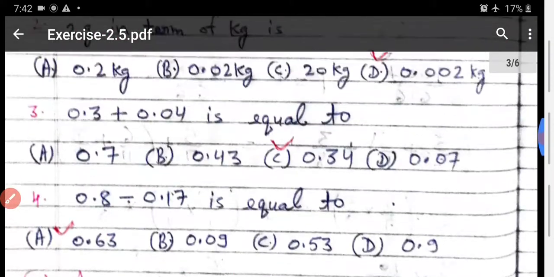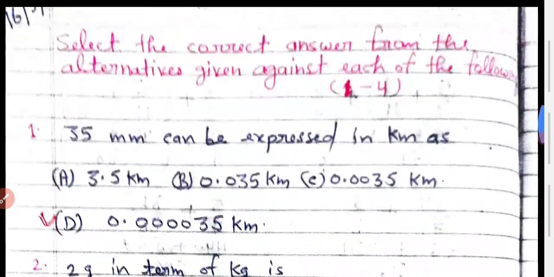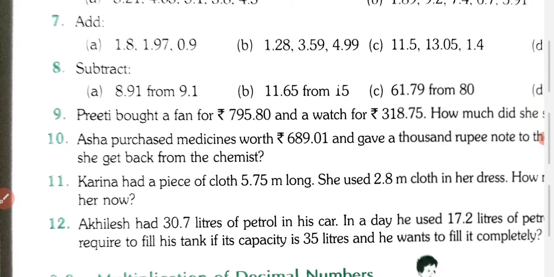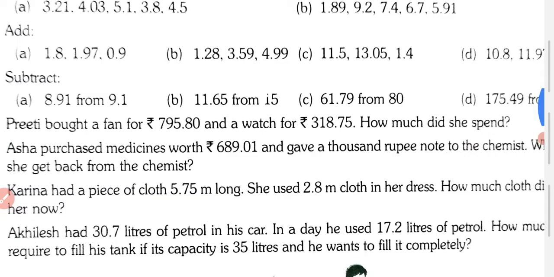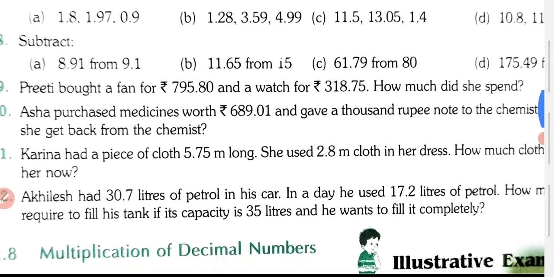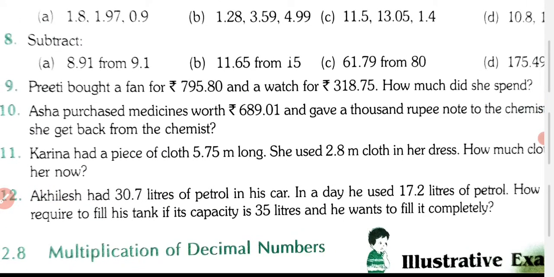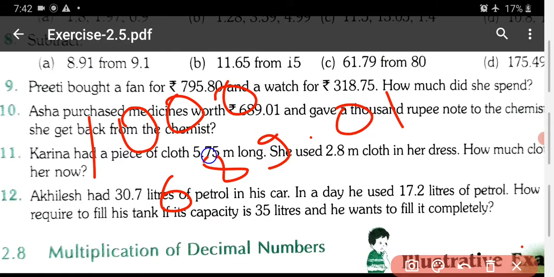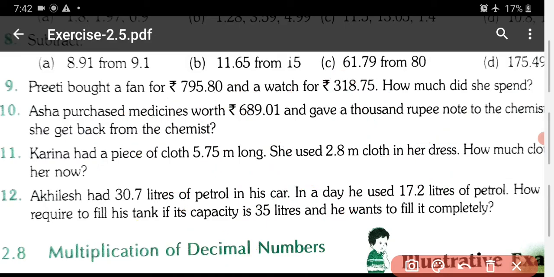Question number 10 is: Asha purchased medicine worth rupees 689.01 and gave a 1,000 rupees note to the shopkeeper, okay, to the chemist. What amount did she get back from the chemist? Okay, suppose you have a 1,000 note and you have to purchase a medicine of 689.01. So how much money is left? Simply you have to minus, so you have to subtract, and you will get your answer.